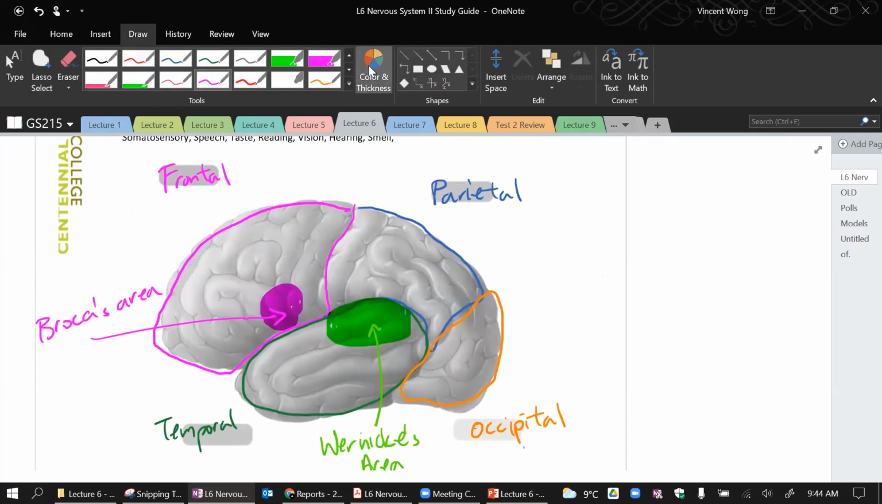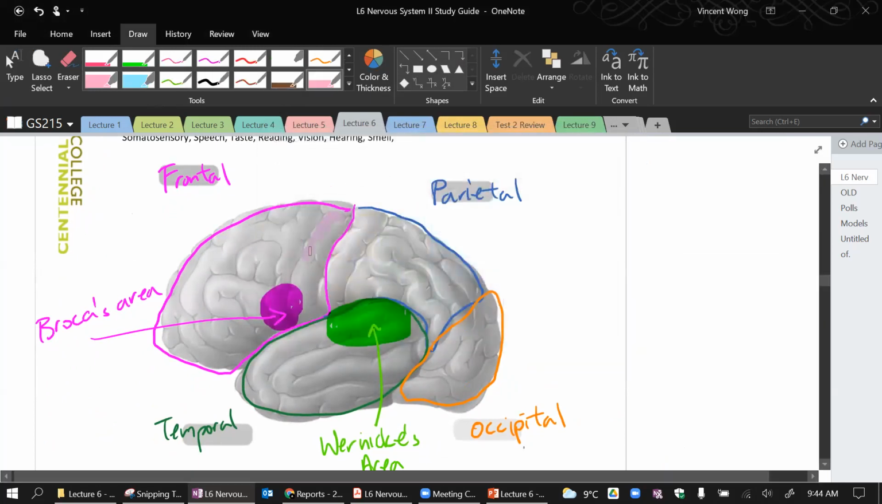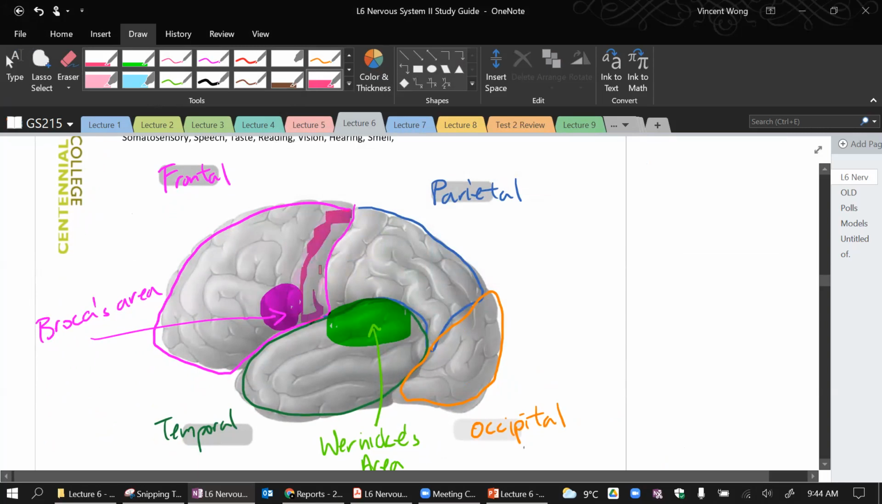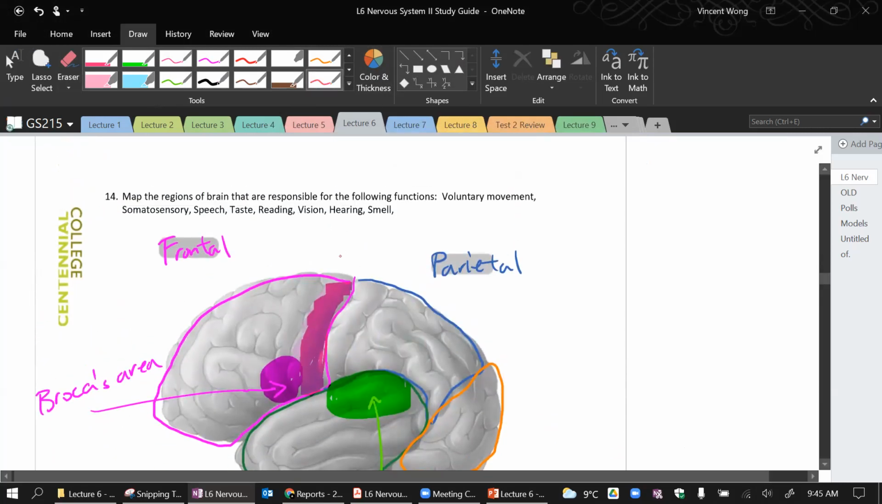The primary motor cortex is right here, located at the back of your frontal lobe. I need a stronger color right here. Okay, that's for voluntary movement. If you need to move your hands, if you need to write something down, move your eyeballs, all that stuff comes from this area. Primary motor cortex.